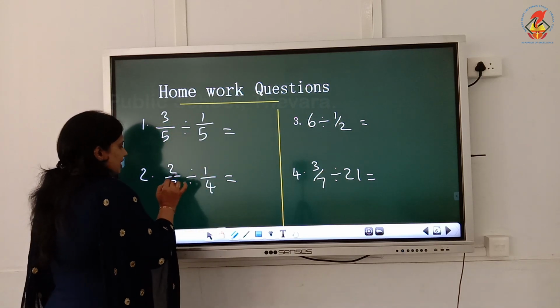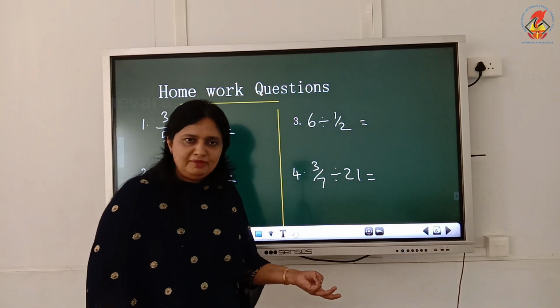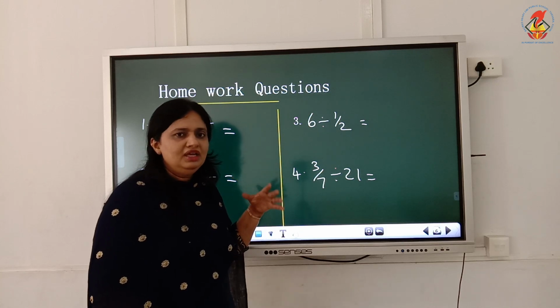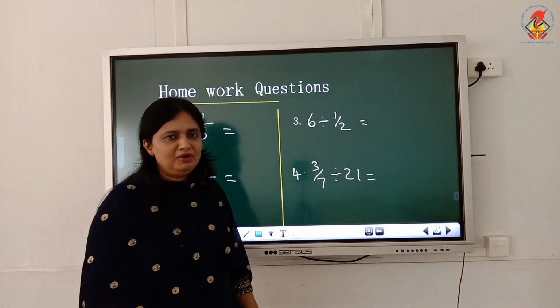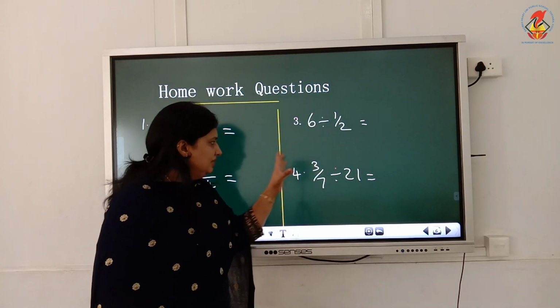And here also 2 by 3 divided by 1 by 4. You need to find the reciprocal of 1 by 4. After that you need to multiply the dividend and the reciprocal of the divisor. Here also you do the same method only, right?